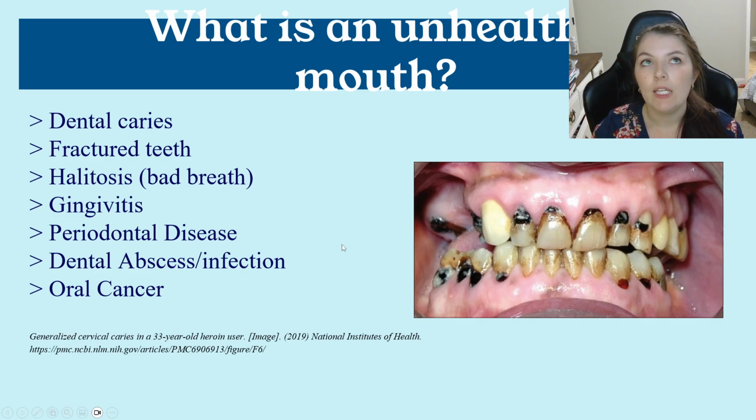So again, this is an unhealthy mouth. This mouth specifically is a picture of generalized cervical caries in a 33-year-old heroin user. When we say cervical caries, cervical is the portion of the tooth that meets the gum tissue. You can see the discolored portion of the teeth right along the gum line where plaque would build, and in this individual, it has progressed to a severe case of decay or caries, otherwise known as cavities. An unhealthy mouth can be full of fractured teeth.